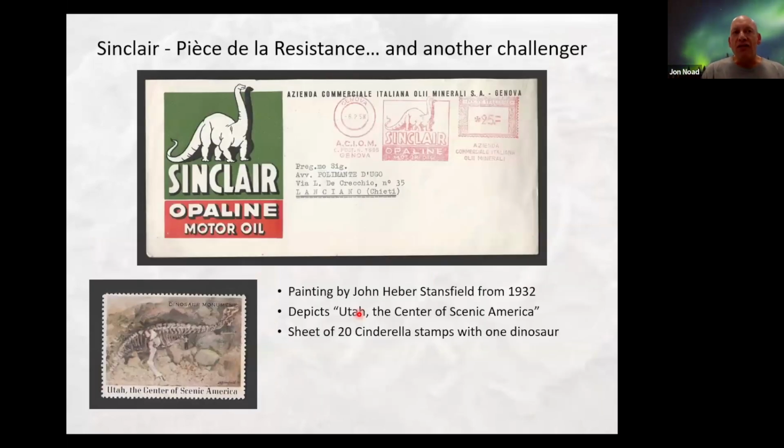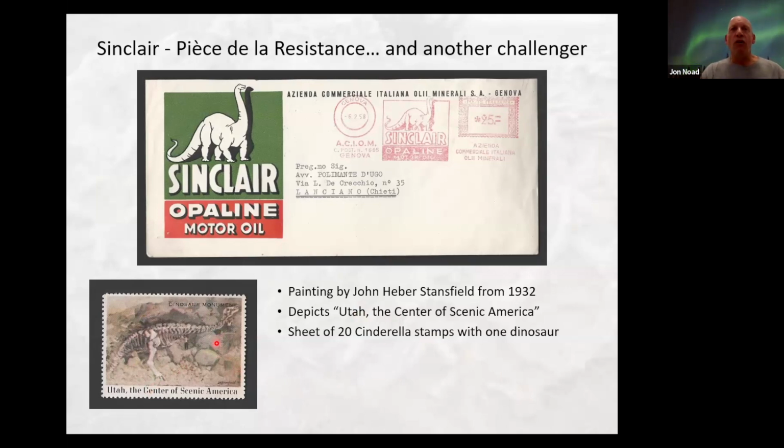So this is a Sinclair dinosaur shown here, but we're going to go even further back in time now. That was about 1935 for our issue, but this is 1932. And this is another Cinderella that was painted by John Heber Stansfield. He painted a whole sheet of Cinderella stamps that were designed to try and promote Utah as a tourist destination, and one of them had a dinosaur on it. So this Cinderella stamp is the earliest dinosaur stamp, obviously, it's a Cinderella that I know of.